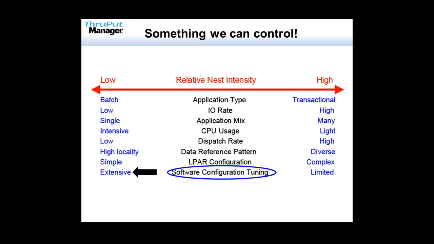Now, I've saved the best for last. After describing how RNI works, but how most of it can't be controlled, IBM highlights one clear and specific area. They call it software configuration tuning. The full text is on the next slide. I didn't try to paraphrase this because to me it's just written perfectly.